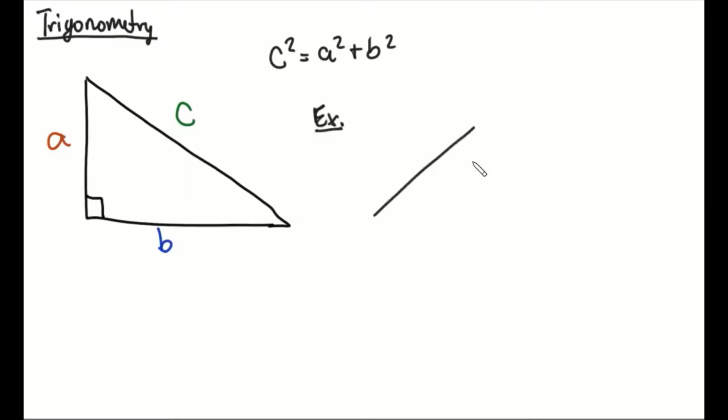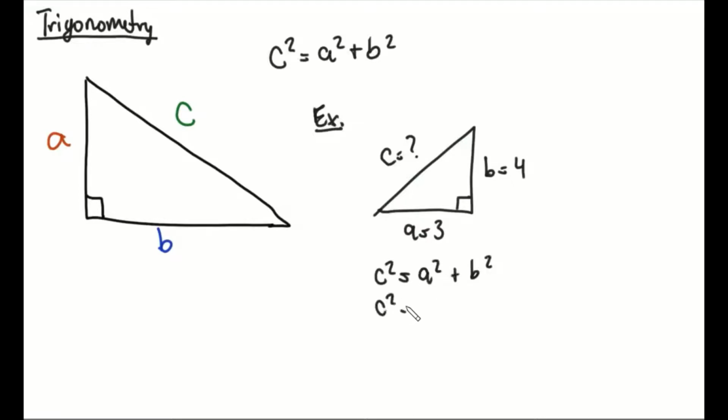Let's say we have this triangle in here, and we know that our B is equal to 4 and our A is equal to 3. We want to know what our C is. So we don't even really need to move this around because we're looking for our C. So C squared is equal to A squared plus B squared. So 3 squared plus 4 squared is equal to C squared.